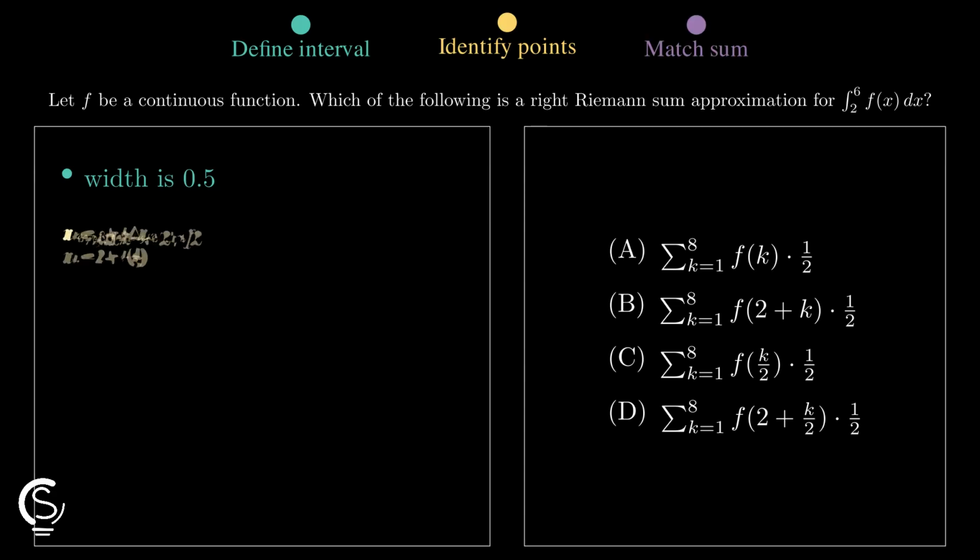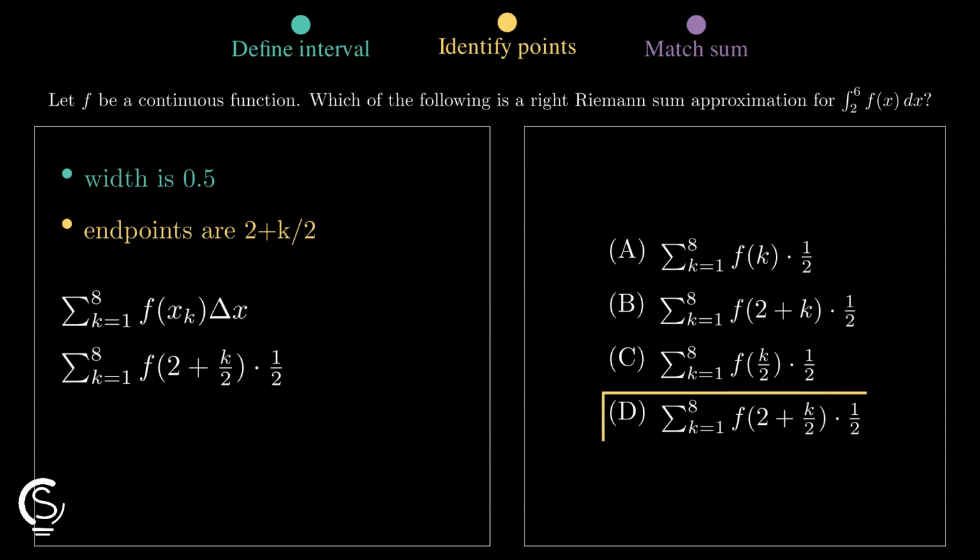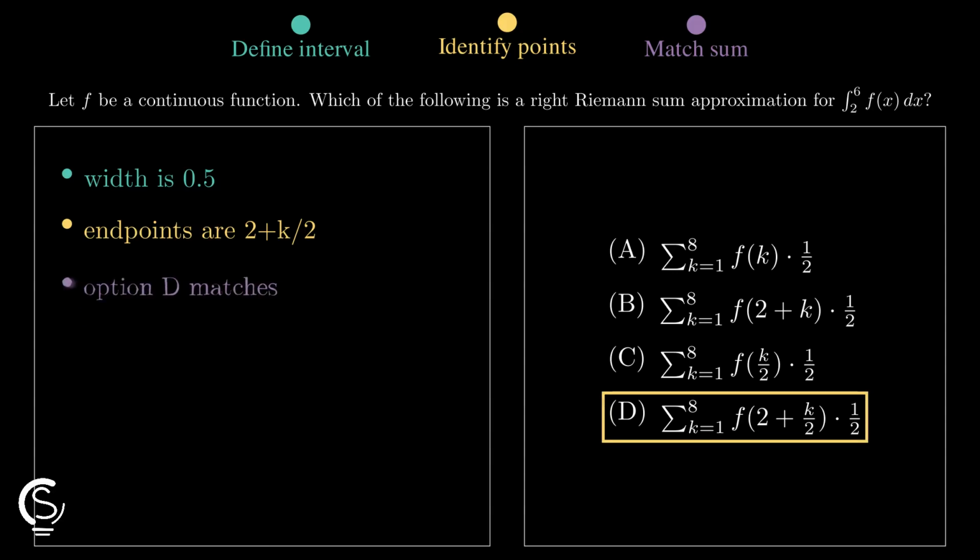Finally, combine these into the Riemann sum formula. We sum f of xk times delta x from 1 to 8, which matches our derived expression perfectly. Let us go.